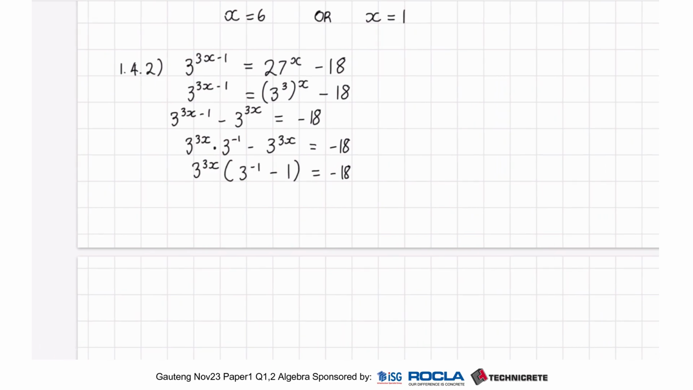Then I'm simplifying inside the bracket, so 3 to the minus 1 is the same as 1 over 3, and then this is still minus 1. 1 over 3 minus 1 is negative 2 over 3.